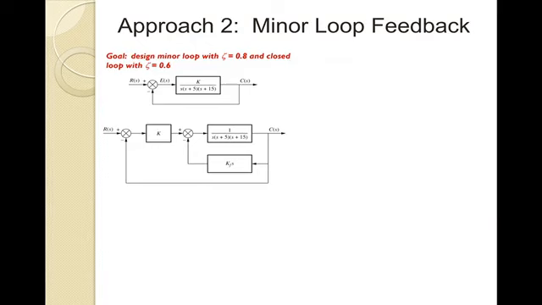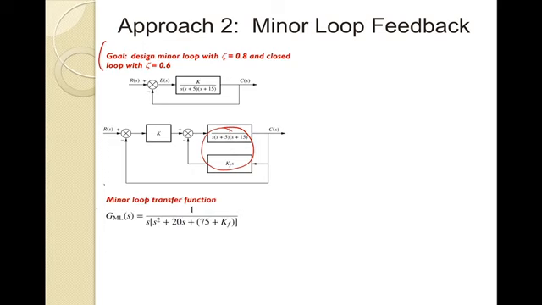Now, what I would like to do is look at what we're going to call our minor loop feedback. Here's our goal. We want to design our minor loop with a damping of 0.8 and a closed loop damping of 0.6. So the minor loop damping, so again, this is the minor loop, we want that to have a much higher damping than the sort of closed loop full response. So we're going to walk through this and see how we can do this.